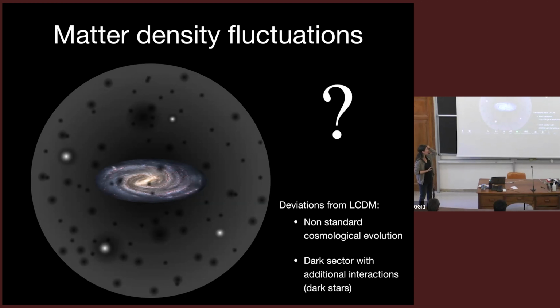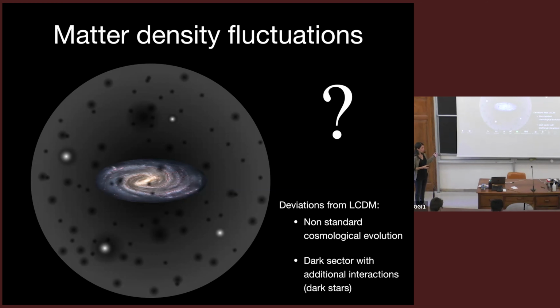And these generically can arise in two cases. For example, if we modify the standard cosmological evolution and we have a period of early matter domination, or for example, if we have a dark sector which is richer than a single cold dark matter component, and we have, for example, a bosonic field with self-interaction or a fermionic field with dissipative interaction that will bring to the formation of dark stars. And there has been significant exploration of these scenarios recently, and there is still a lot of work that needs to be done, but this is not going to be the focus of my talk.